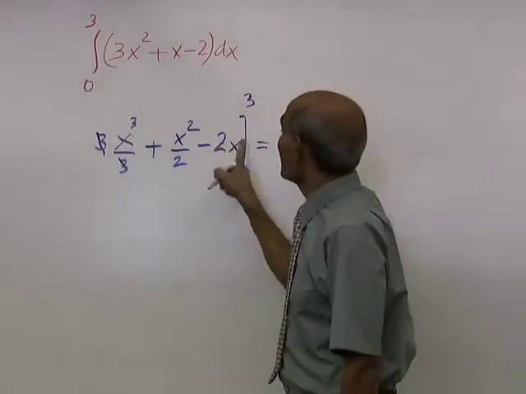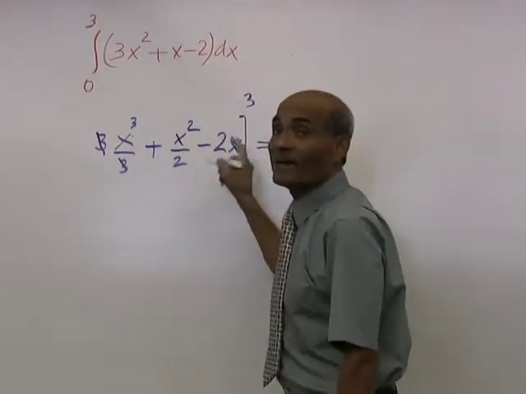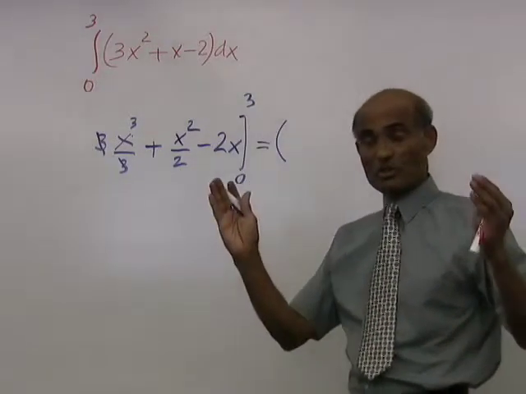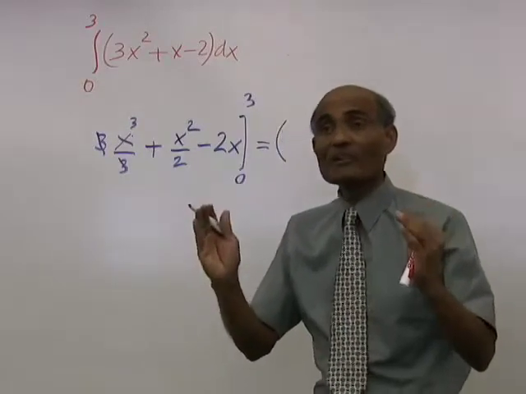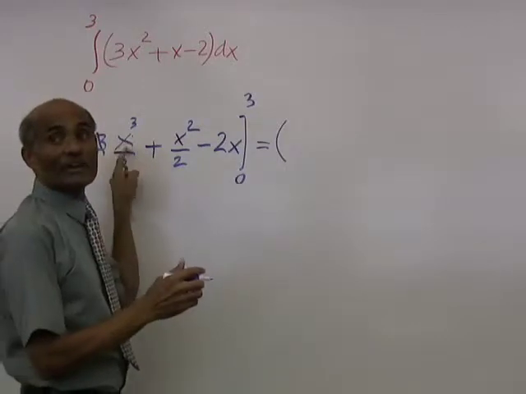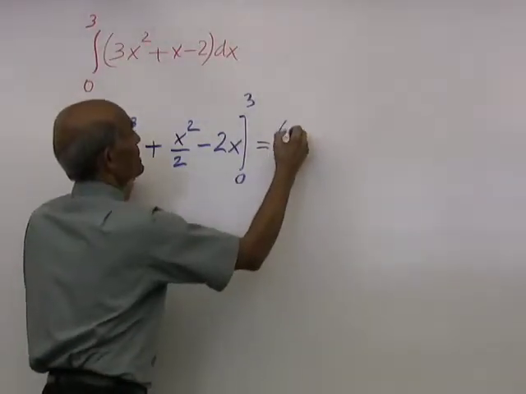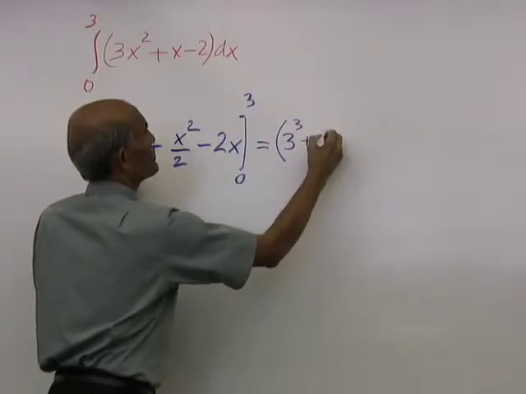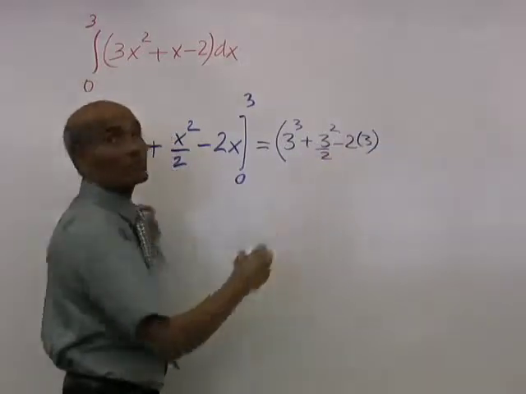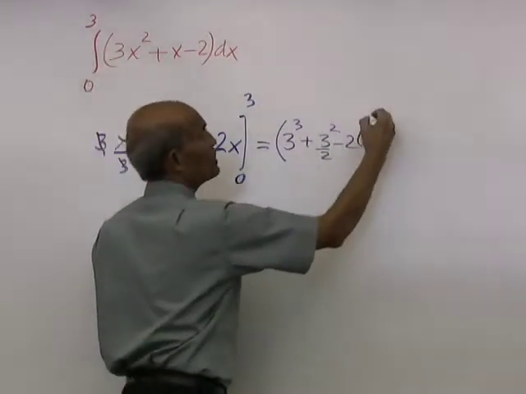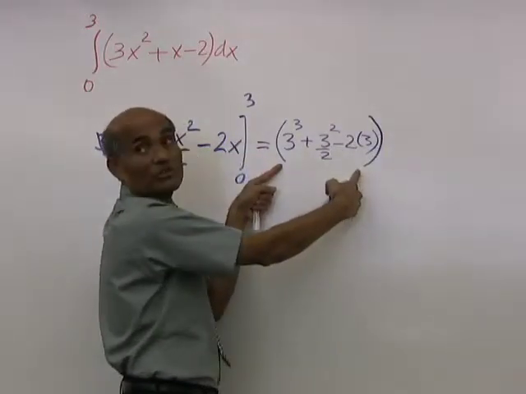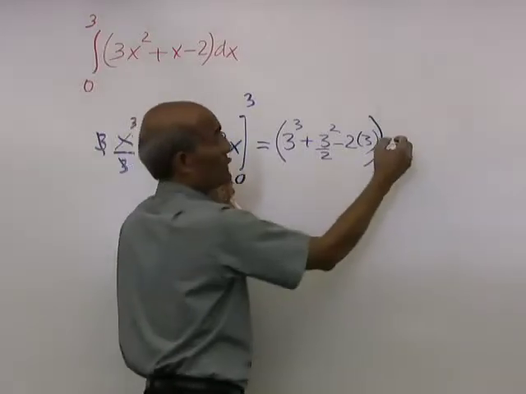First, set x equal to 3, and you start with a parenthesis. In other words, you're going to use the upper limit value first. Set x equal to 3 first. What does that give you? X equal to 3 gives you 3 cubed plus 3 squared over 2 minus 2 times 3. Now that is the upper limit. Now look at that parenthesis there. That's the whole thing for the upper limit.